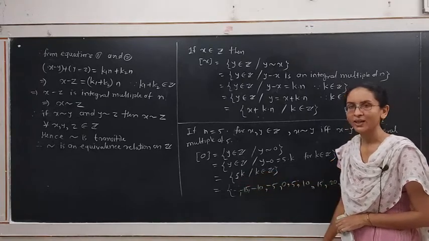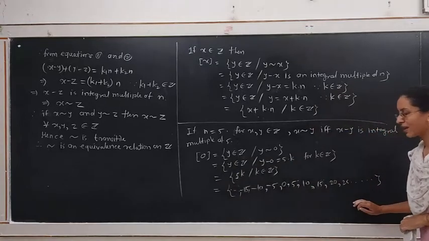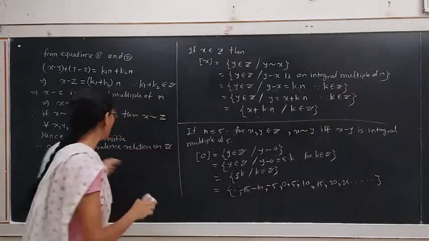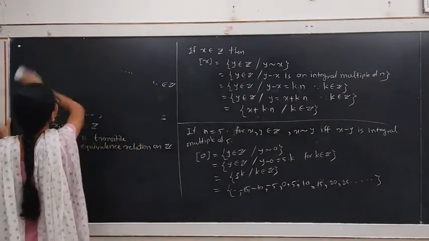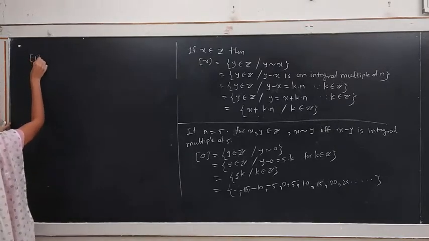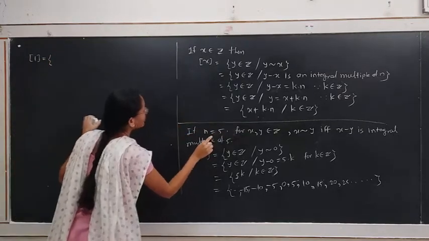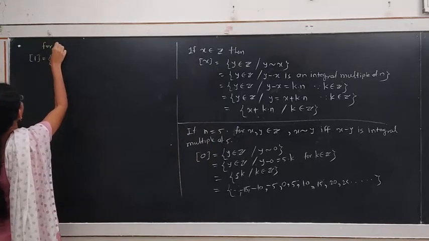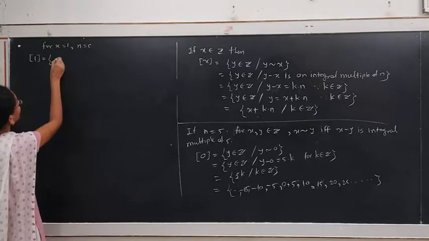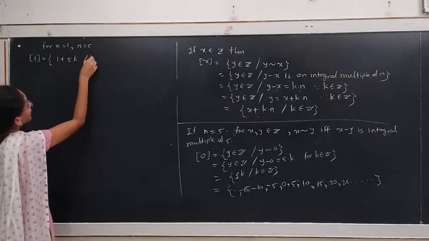If we vary the value of k over the set of integers, then we get these elements, which are multiples of 5. Next, we find the equivalence class of 1. The equivalence class of 1 is, put x equal to 1 and n equal to 5. This is equal to 1 plus 5k, where k belongs to Z.